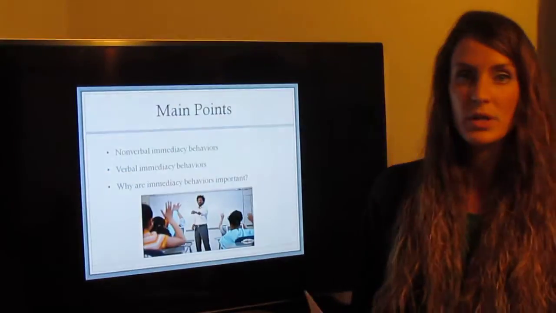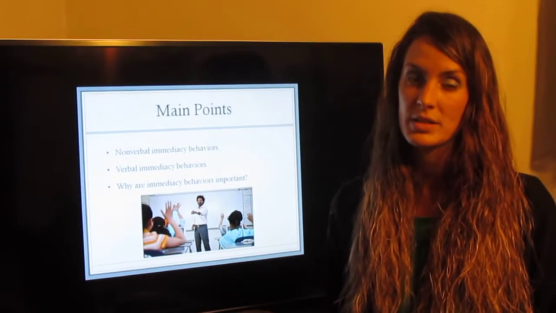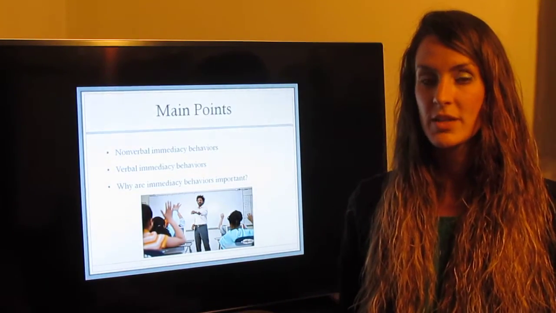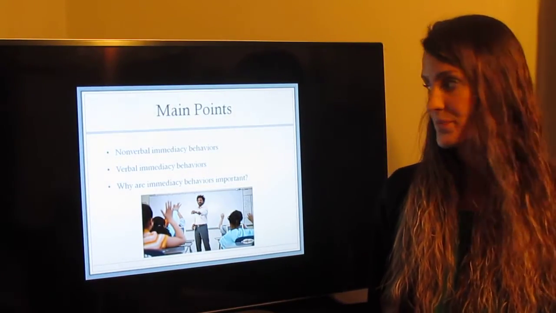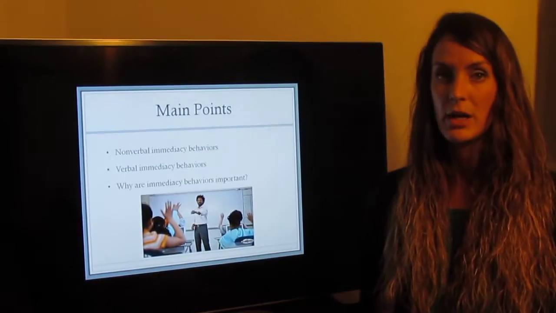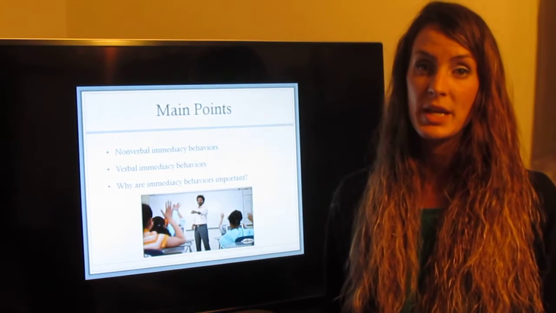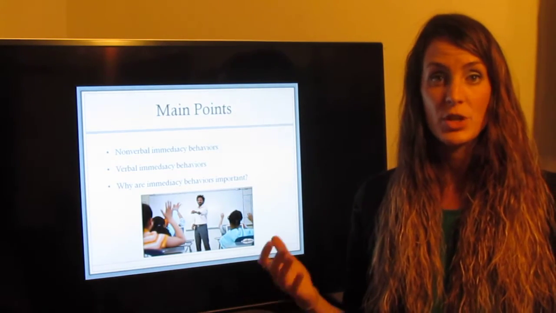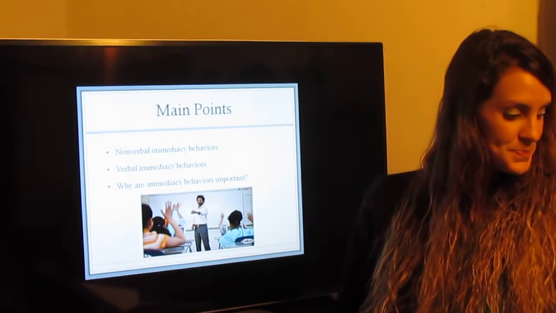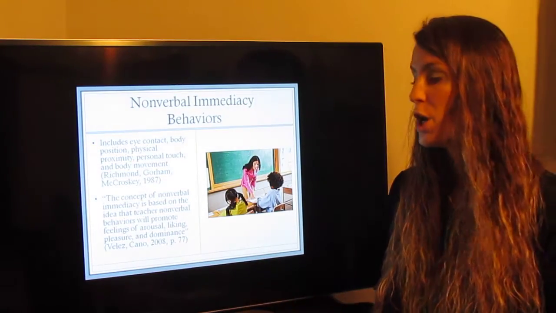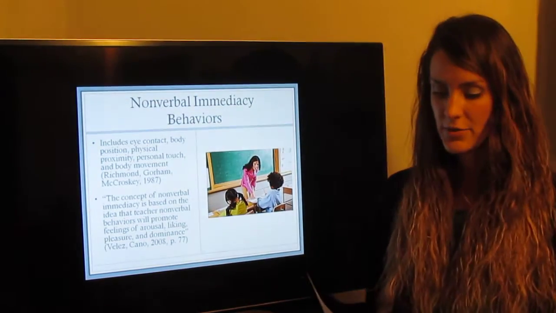And so today we're going to talk about three main points which kind of emphasize the importance of immediacy in the classroom. And so the 3 points we're going to talk about are nonverbal immediacy behaviors, verbal immediacy behaviors, and then why these behaviors are important in the classroom. And so first we're going to go ahead and start with nonverbal immediacy behaviors.